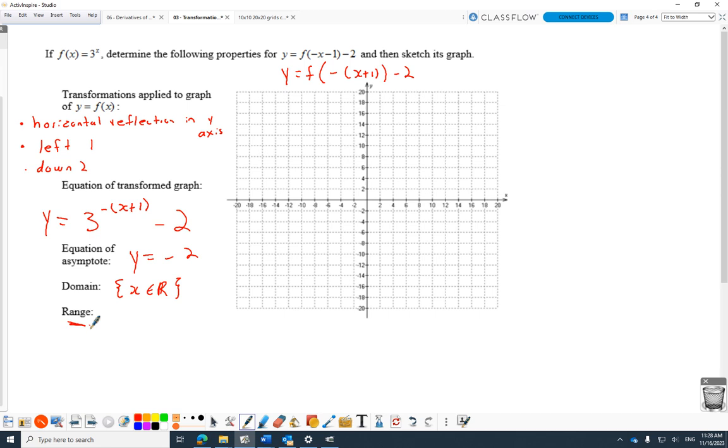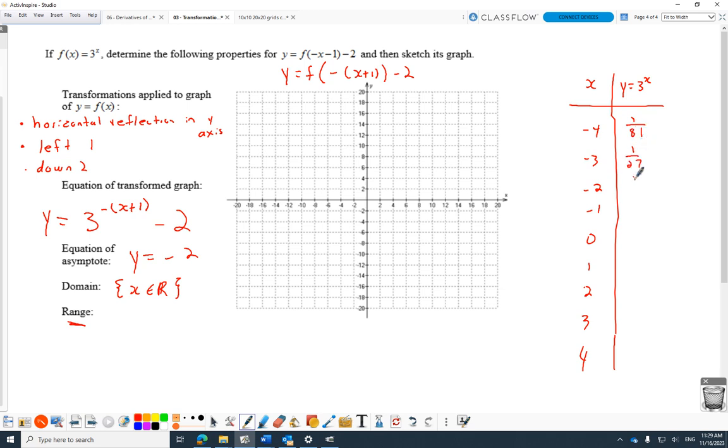Table of values. X, y equals 3 to the x. -4 to +4. Just plug those in, and I get 1 over 81. Whoa! 1 over 27. Yikes. 1 over 9. 1 over 3. 1, 3, 9, 27, 81.